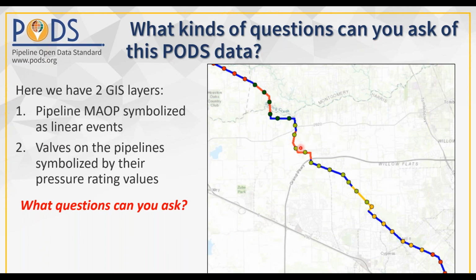So as you think about this, it requires a little bit of spatial thinking on your part. What kinds of questions would you pose to the database that would help you understand more about this pipeline and the features around it or attached to it? So this is an open question for you maybe to think about.